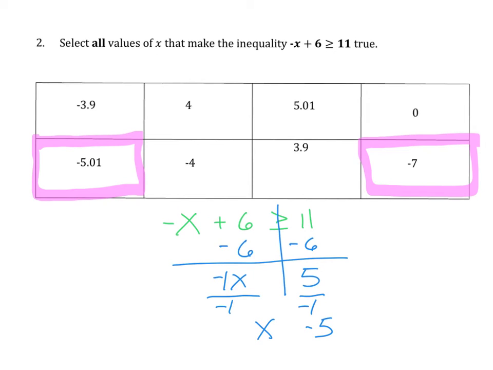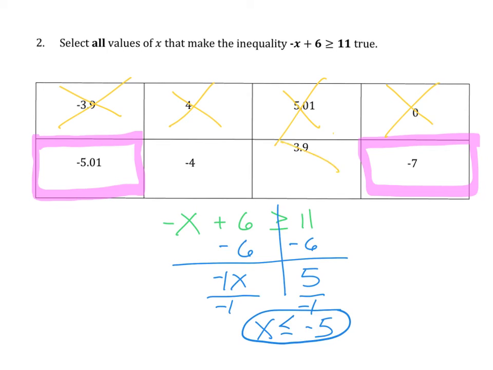So just like in that last problem, when we had a negative coefficient, this negative 1 is a negative coefficient to the x, it is going to cause you to take your greater than or equal to sign and turn it into a less than or equal to sign. So all of our answers have to fall into this category of x being less than or equal to negative 5. Well, negative 3.9 is not less than negative 5, so that's why that's not an answer. 4 is obviously not less than negative 5. Anything that's positive is not going to be less than that.